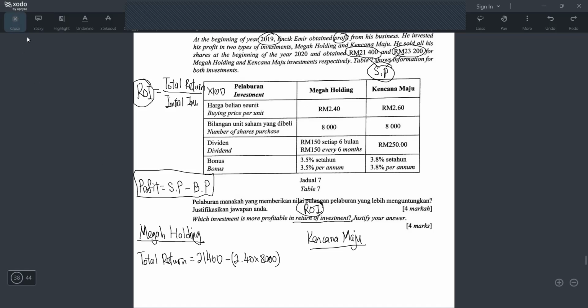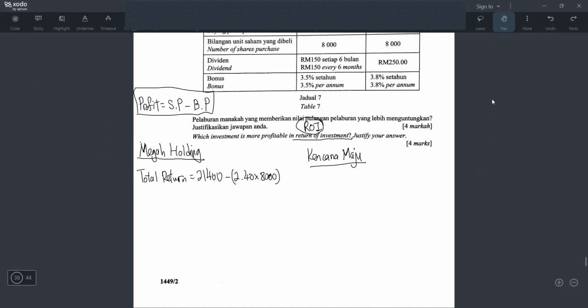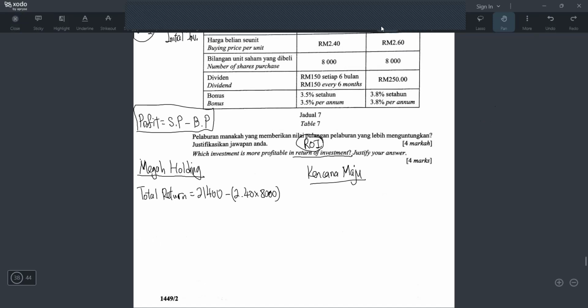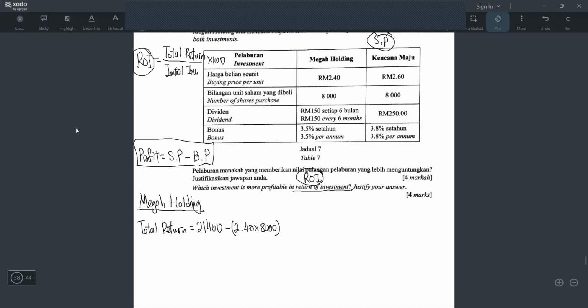Is there any way that I can make this smaller? Why not I erase this one first? After you take the selling price, you get a profit, but there is still other profit. What other profit do you have? The dividend, which is 150 every 6 months.